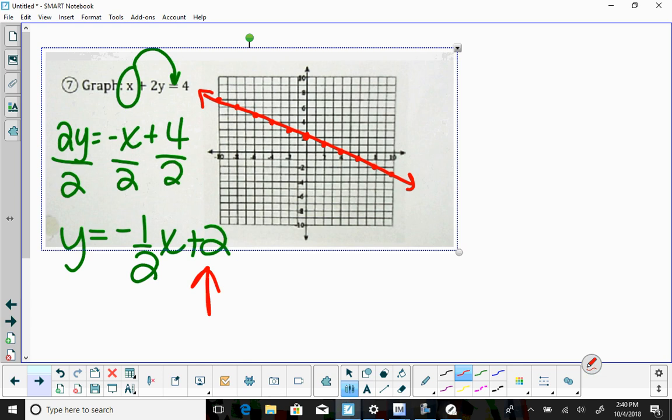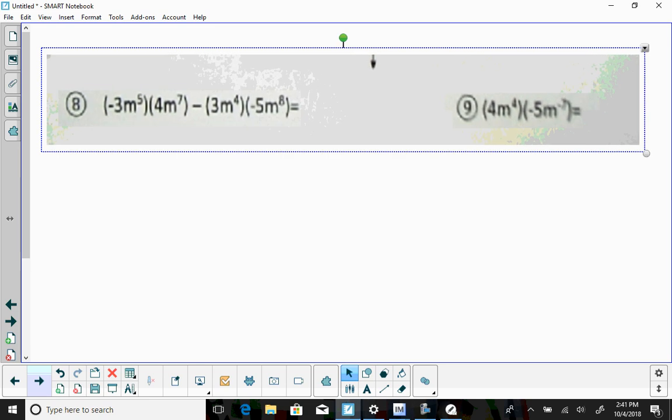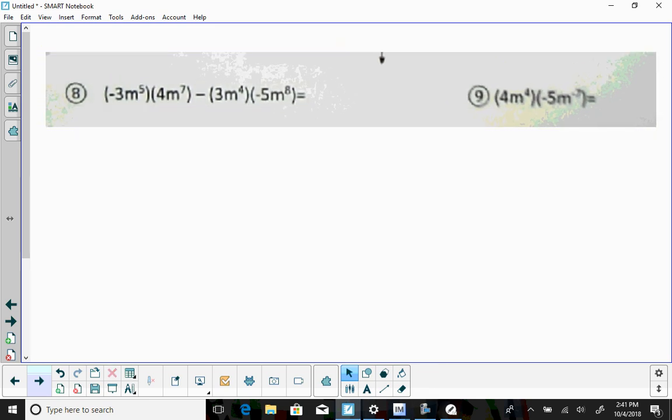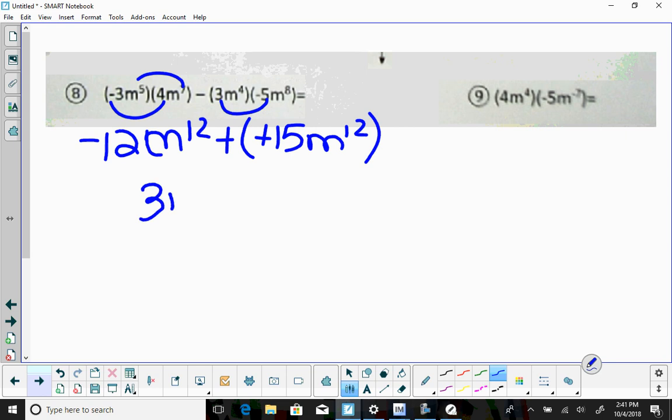All right, problems 8 and 9 are your exponent rule problems. Okay, so I'm going to start right here with 8. You're going to multiply first. That means multiply the big numbers and add your exponents. Okay, same thing here. Multiply your big numbers and add your exponents. And now we'll see that our exponents are the same, so we can combine like terms. And that's going to give me 3m to the 12th.